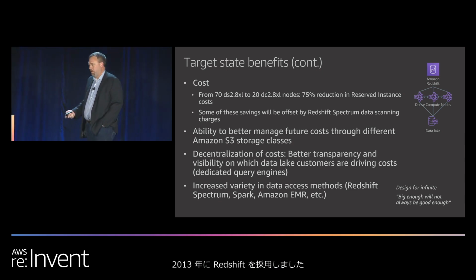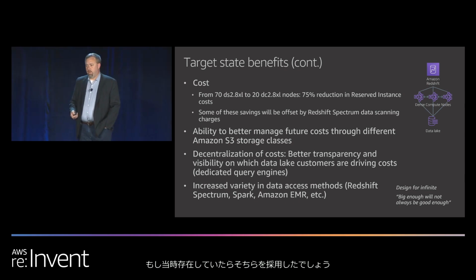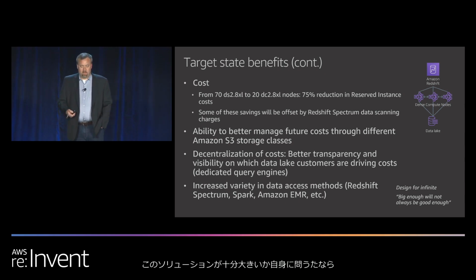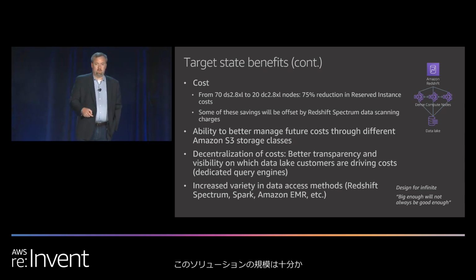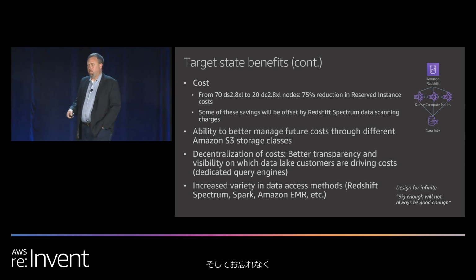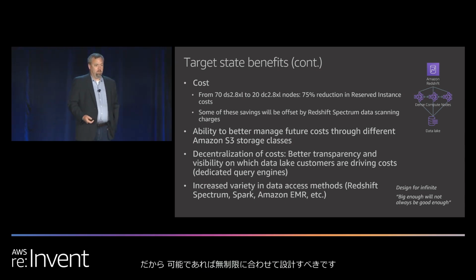If we think back to 2013 when we chose to use Redshift, that was the right decision at the time, but if these data lake solutions had existed at the time, I think that we would have, if we would have asked ourselves, will this solution be big enough? We probably said yes. But if you're asking yourself the question, will this solution be big enough? Just remind yourself that big enough will not always be big enough. It will not always be good enough. So design for infinite if you can.